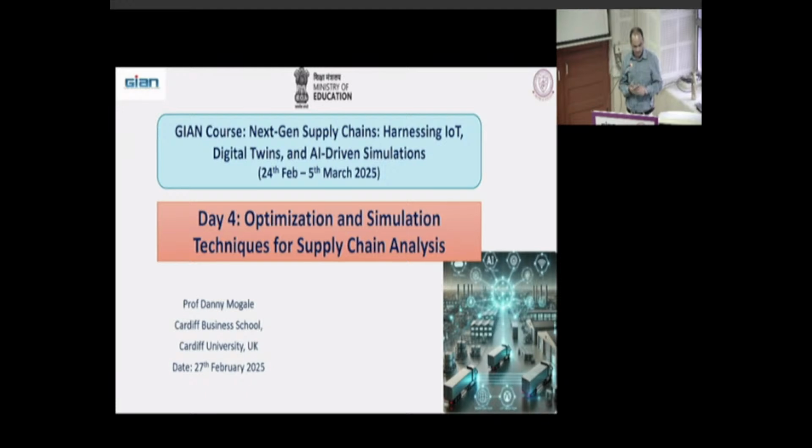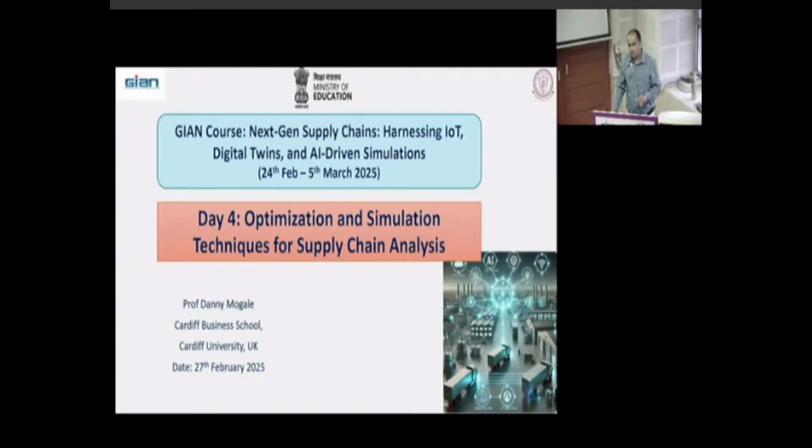Welcome back to the GAN course, Next Gen Supply Chain, Harnessing IoT, Digital Twins and AI-driven Simulations. Today is the fourth day of our GAN course, and we are going to talk about the optimization and simulation techniques for supply chain analysis. Yesterday, we discussed how to model your supply chain in AnyLogistix, how to do the greenfield analysis. Greenfield analysis is mainly used for facility location allocation problems.